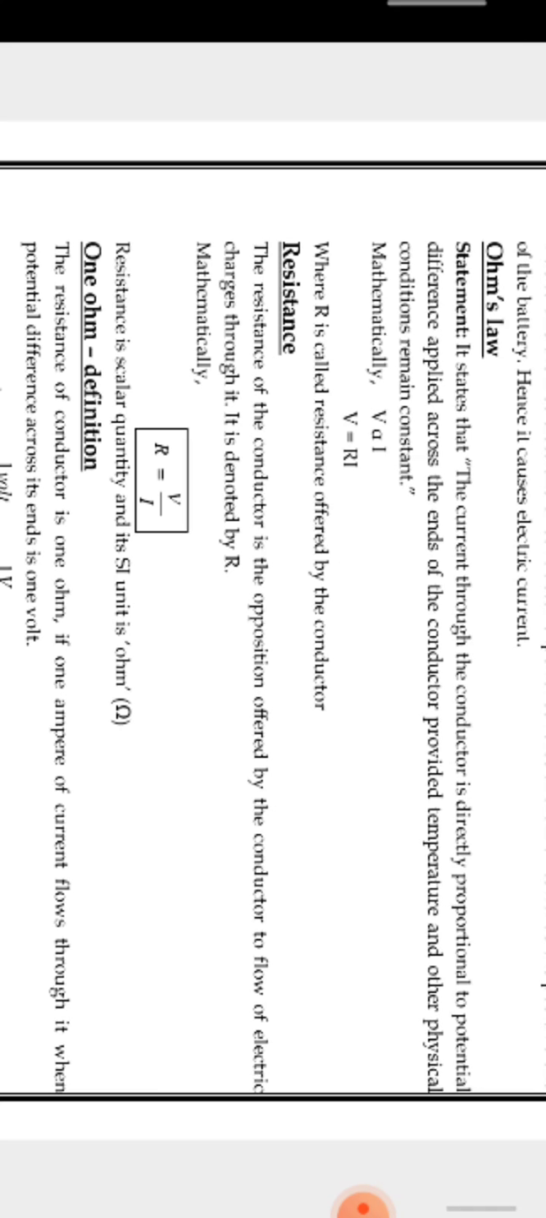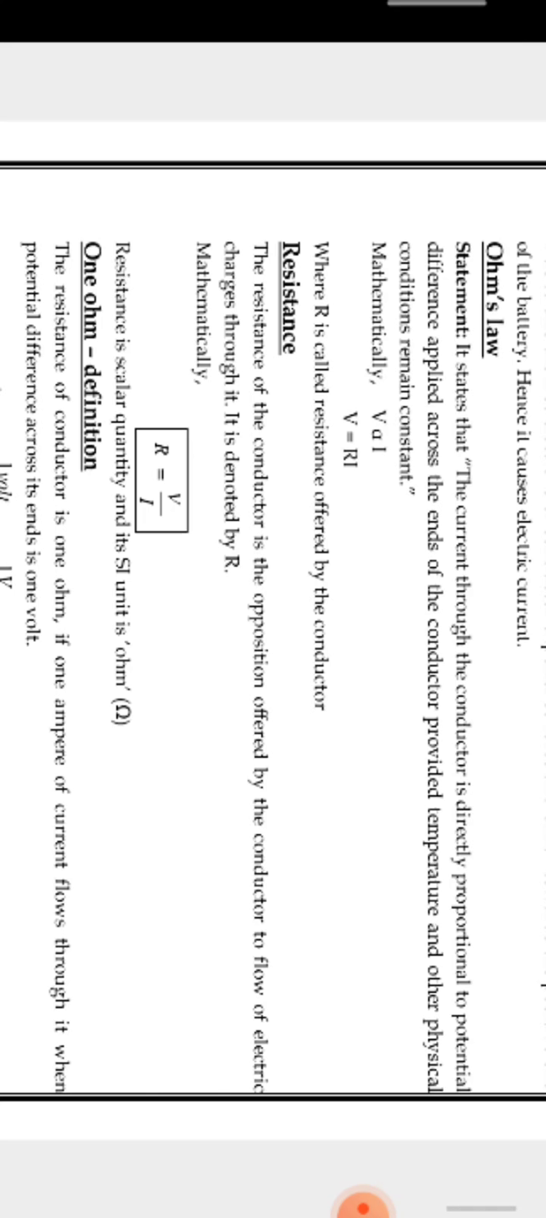Thereafter, to understand the electric current a little more clearly, there is one law available. The law is Ohm's law. What is the statement of Ohm's law? Let me see, this is important.